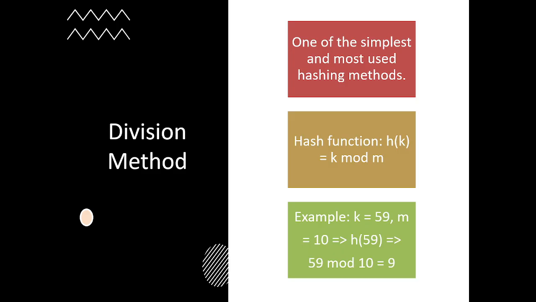The method I chose for my hashing is the division method. It is one of the simplest and most used hashing methods. The function is very simple. It is the key mod the table size. Example, if the key is 59 and the table size is 10, the hashing for 59 will be 59 mod 10, which is 9, which will be the remainder.